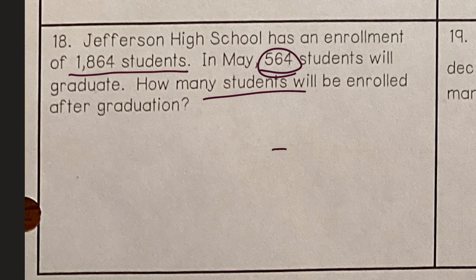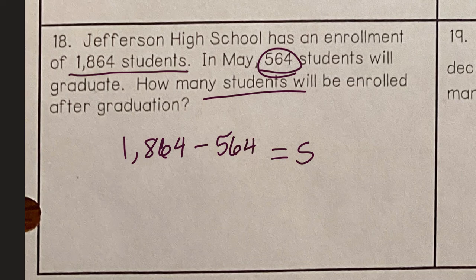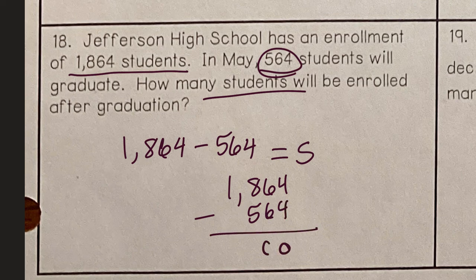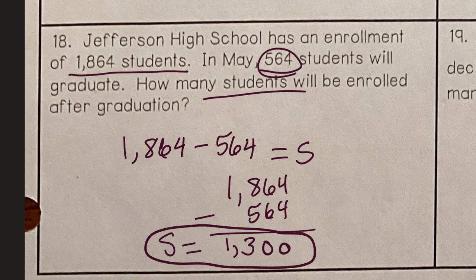So S is going to be my number of students that are going to be enrolled after graduation. I'm going to start with my number of students that I currently have, minus the kids that are going to graduate, in order to get my number of students enrolled. So I'm going to do 1,864 minus 564. That's 0, that's 0. 8 minus 5 is 3. And I have 1,000 students left. So my students that will be left after graduation will be 1,300.